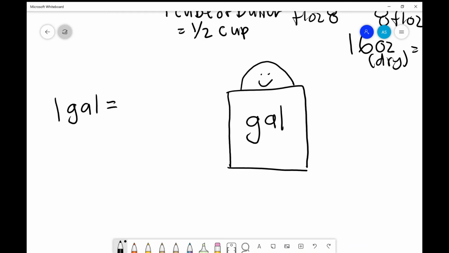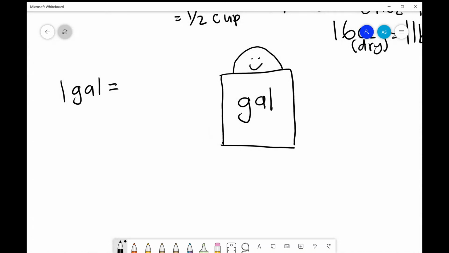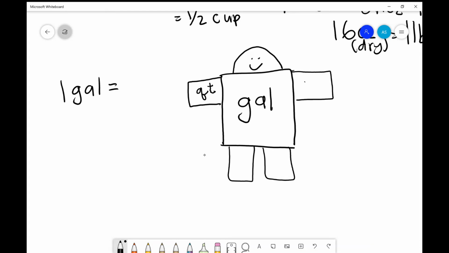And then we're going to break him up into 4 pieces. Well, not really. We're going to give him his arms and legs. But those 4 pieces are equal to the same as his body, so 1 gallon. So we're going to put 1 for each arm, and 1 for each leg. And we're going to put a little quart in there. So 1 gallon is equal to 4 quarts.